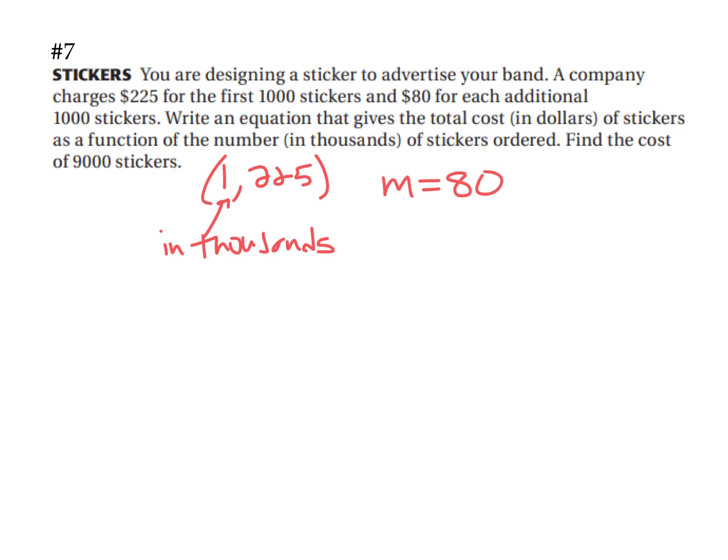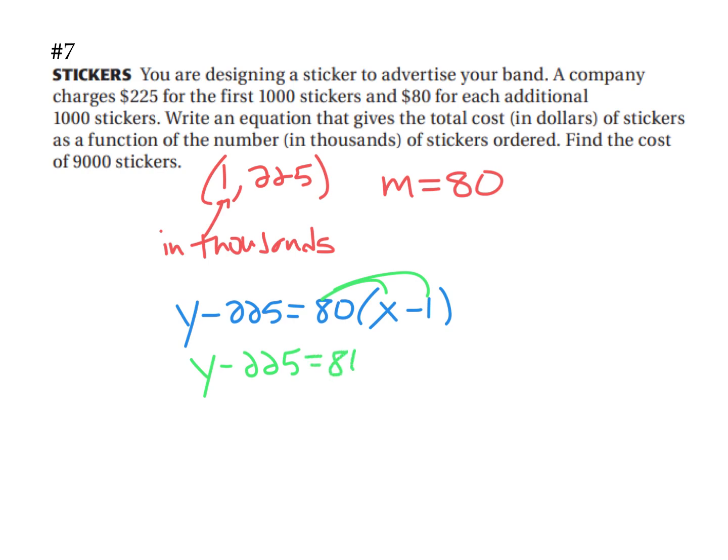So an equation that we could write would be y minus 225 equals 80, then x minus 1. And if we wanted to simplify this, not solve it, simplify it, we'd have y minus 225 equals 80x minus 80. And then I could add the 225 on both sides, and I get y equals 80x plus 145.